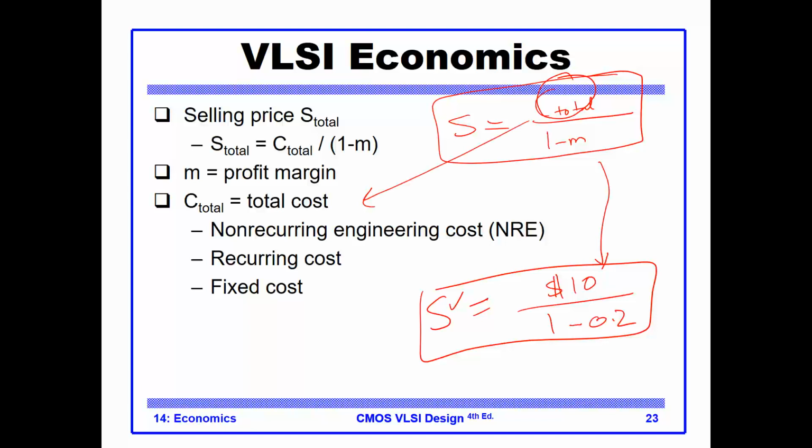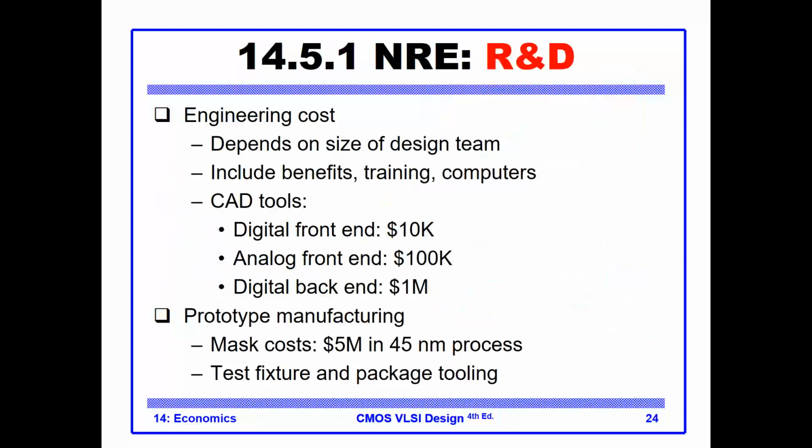Well, the C total includes non-recurring engineering cost, which is the cost of making the very first design. And second, recurring cost, which is the material cost, the testing cost of every other copy, and the fixed cost, advertisement, and all that stuff. Okay, so let's talk about the NRE, non-recurring engineering cost, and this means R&D. We need to make the very first design, and then we can copy it. To make that, you have to go through engineering costs. You have to hire engineers.